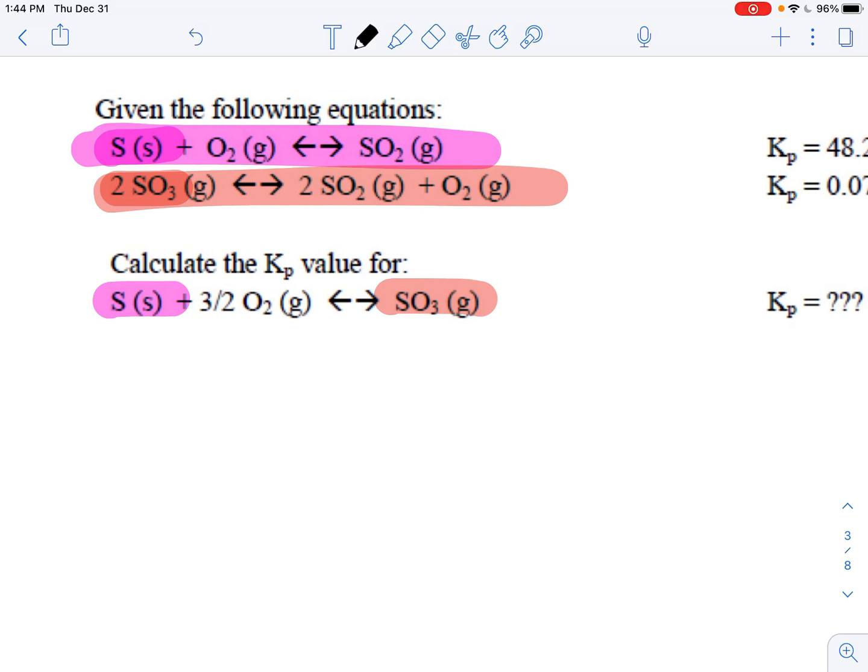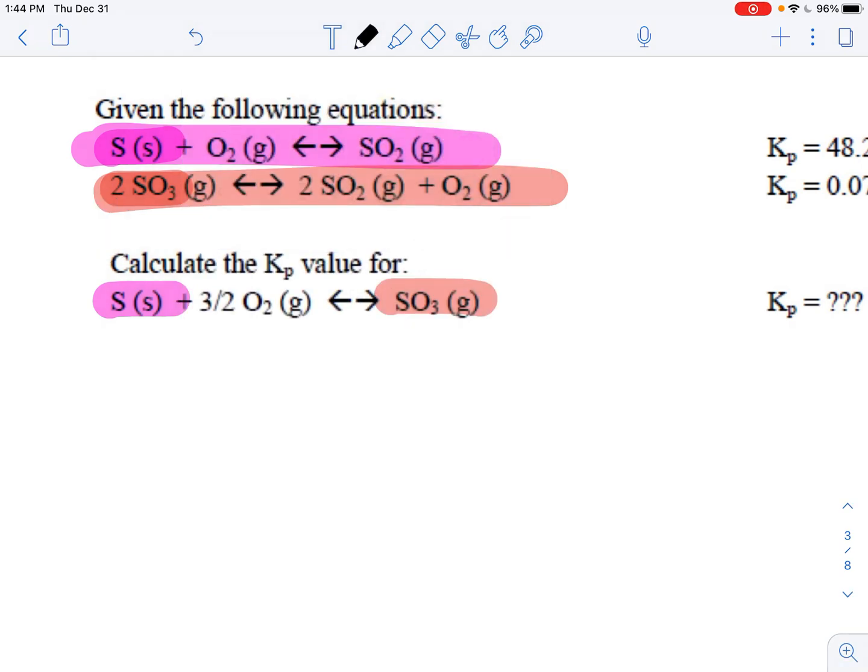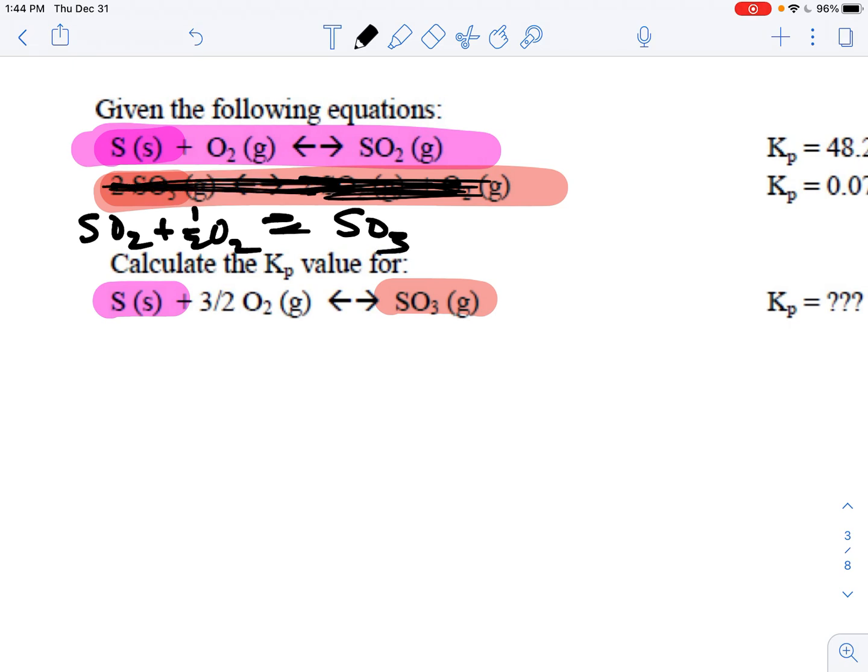So by flipping it and cutting it in half, we're going to end up with SO2 and then half an oxygen on the left-hand side. So that has been flipped and cut in half. And then that's going to give me an SO3 over on the right-hand side. So that has now been flipped and cut in half in order to give me what I want.